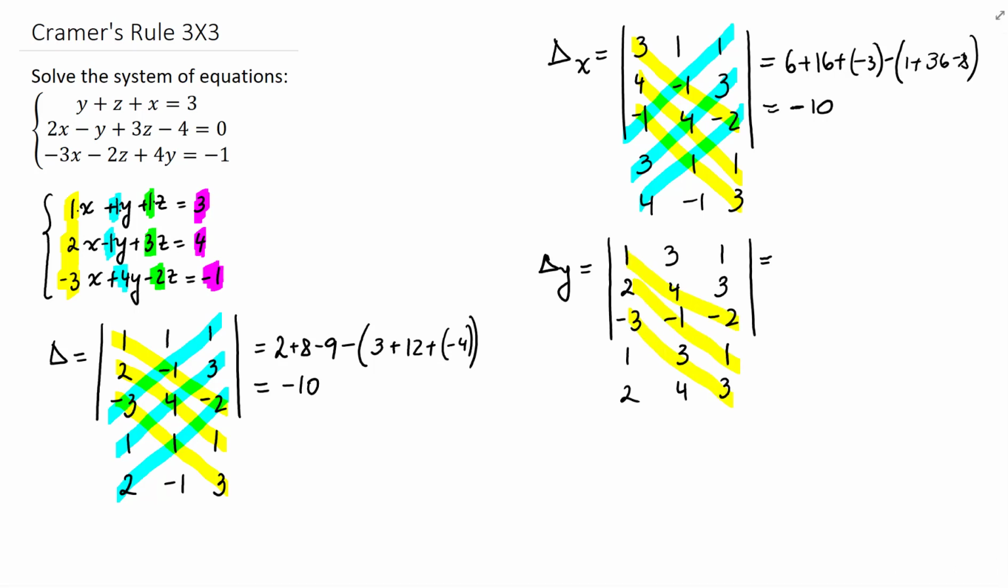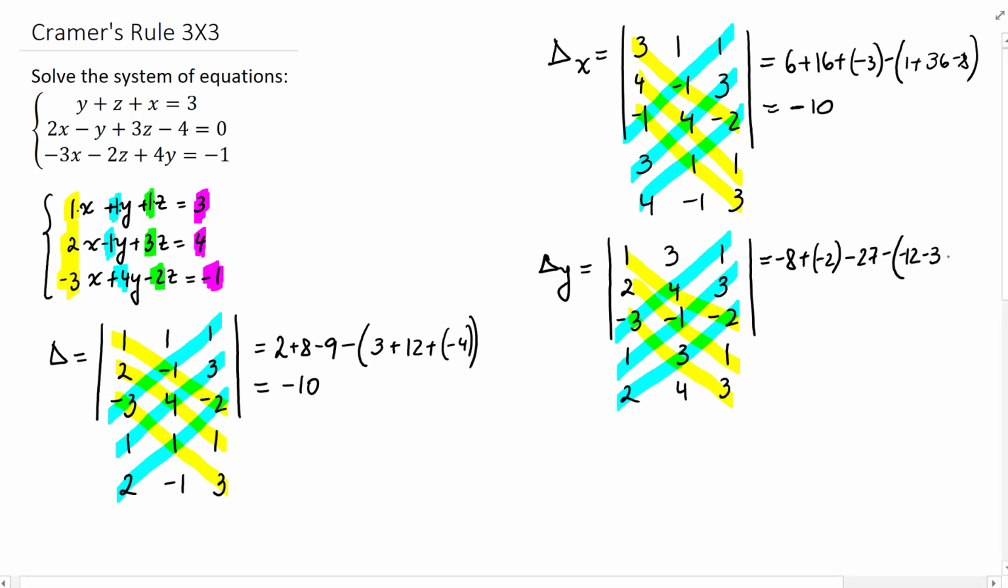1 times 4 times negative 2, negative 8, plus 2 times negative 1 times 1, negative 2, plus negative 27, minus, and now the secondary diagonal, 1 times 4 times negative 3, negative 12, minus 3, minus 12, and when we do the computation, we end up with negative 10.